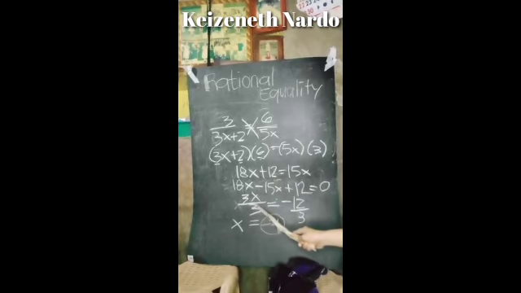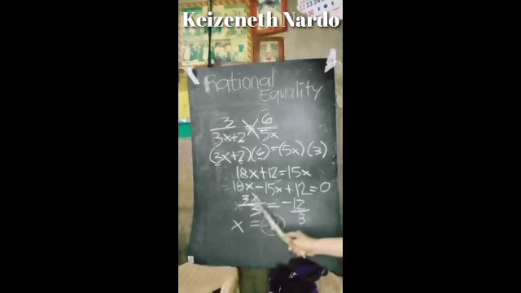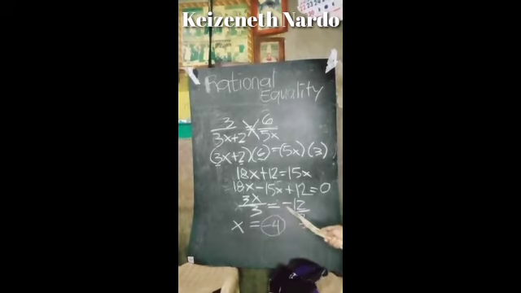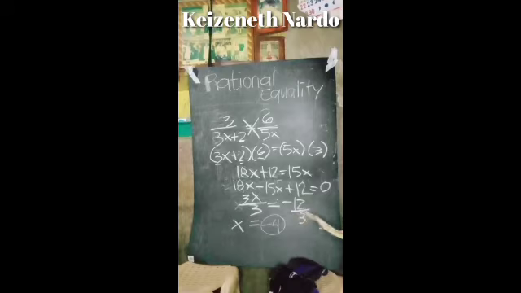3x over 3 is equal to negative 12 over 3. 3x, because 18x minus 15x is 3x, over 3. Cancel out the 3. Negative 12 divided by 3 is negative 4. Answer: x is equal to negative 4. This is the answer.